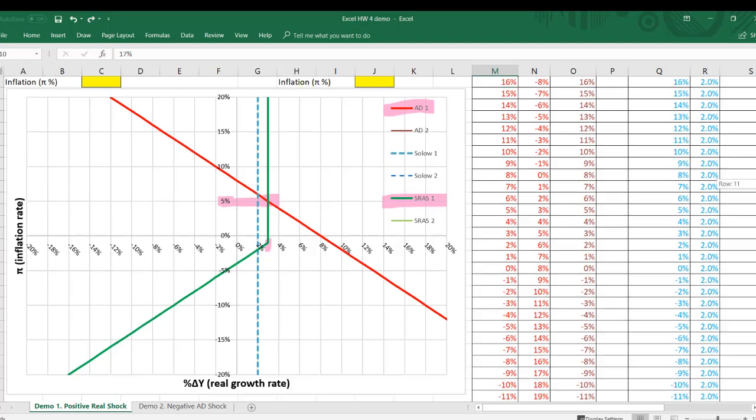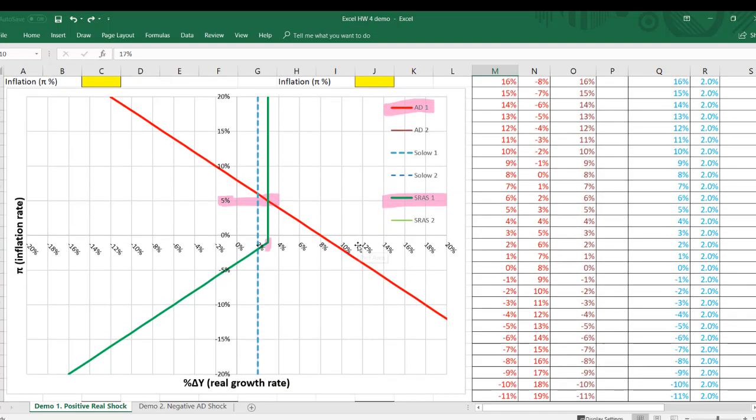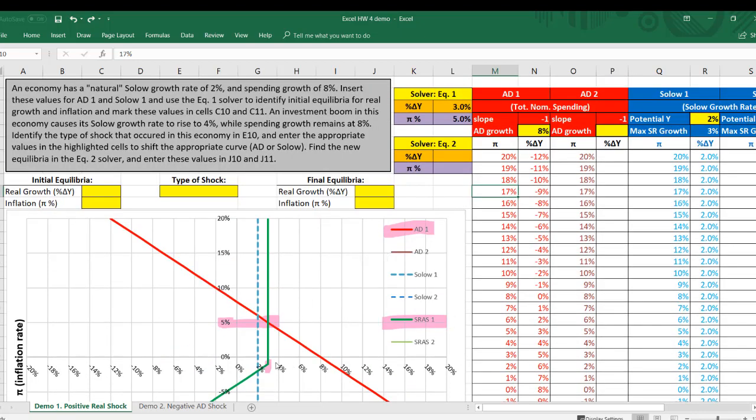Okay, remember the horizontal axis here is the real growth rate. So I said real growth is 3%, and inflation's 5%. Well, let's look at the solver, and sure enough, that's what the solver says as well. The solver says, yep, growth is 3%, and inflation's 5%. So we can go ahead and plug those values in for the initial equilibria. Real growth is 3%, and notice that's already formatted as percent for you, and inflation is 5%.